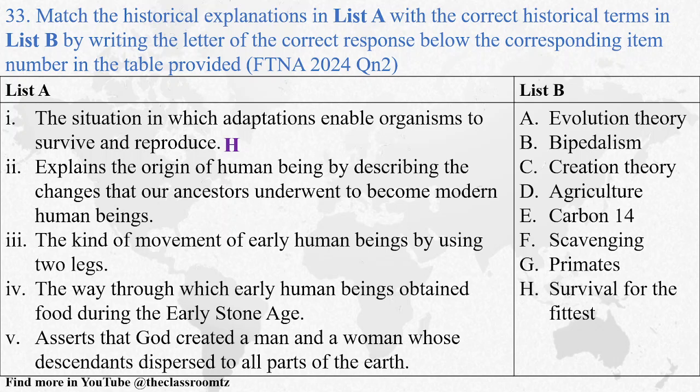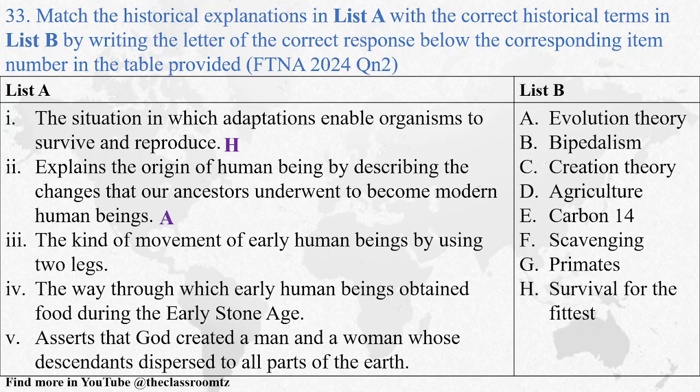Explain the origin of human beings by describing the changes that our ancestors underwent to become modern human beings. Theories of evolution. We have two theories of evolution, so be aware. Which theory explains where our ancestors came from, which changes our ancestors went through? That theory is the theory of evolution by Charles Darwin, and that's letter A.